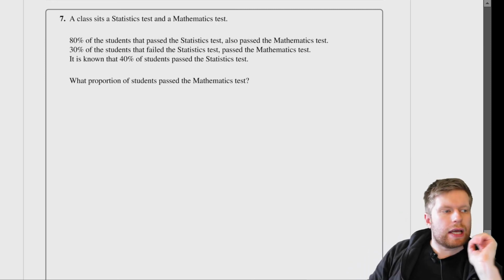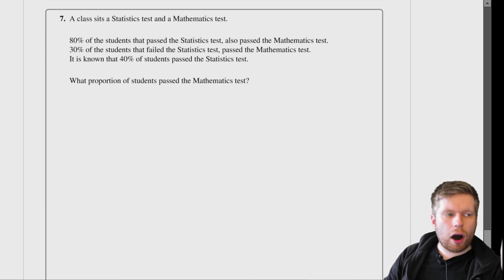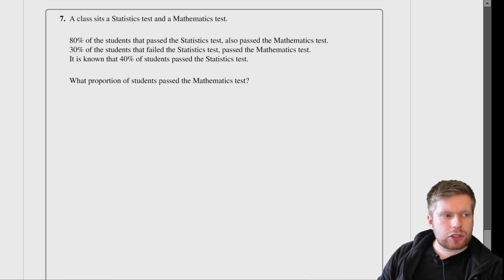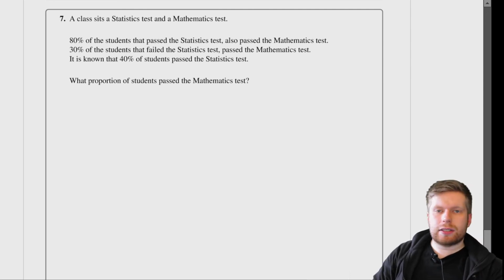So basically we're told 80% of the students that pass the statistics test go on to pass the mathematics test. Then we're told that 30% of the students that failed the statistics test passed the mathematics test, and then we're told that 40% of the students passed the statistics test.